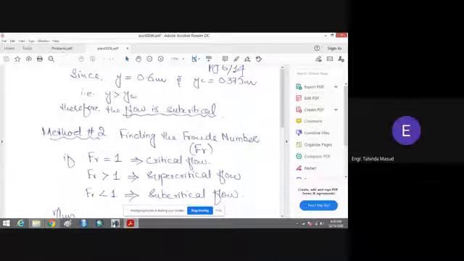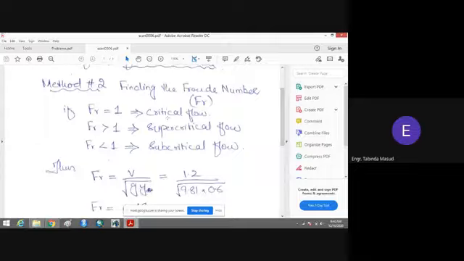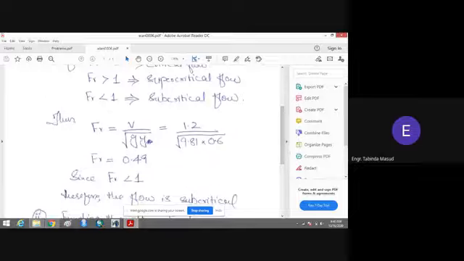Since y is greater than yc, therefore the flow is subcritical flow. Okay, this is the second method, for which we find the Froude number. We know that if the Froude number is equal to 1, the flow will be critical. If it is greater than 1, then supercritical, and if it is less than 1, then it will be a subcritical flow. Here we have a formula for the Froude number.